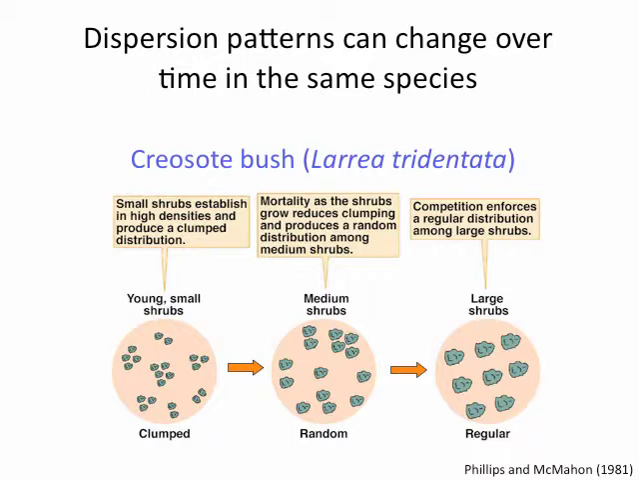So this is a good example illustrating that creosote bush actually can have all three dispersion patterns showing up in its population, depending upon the time point, of when after it has established in an area and it's gone through these phases of competition, bringing it from a clumped dispersion pattern to a regular one.